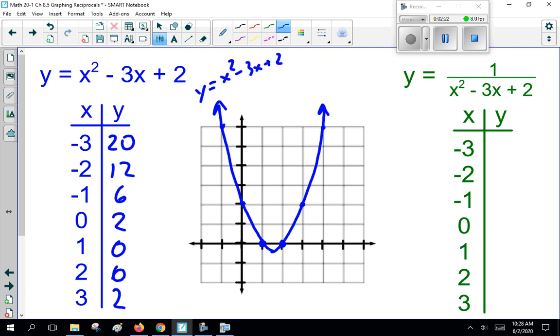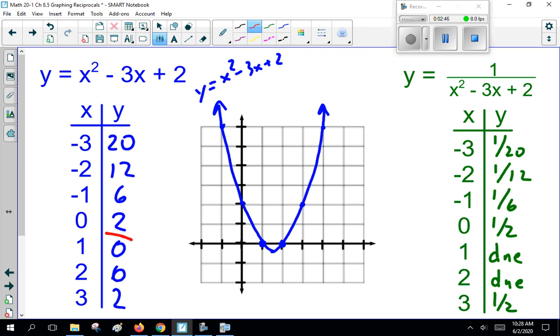Okay. Now, once we've got that, we can, of course, graph the reciprocal. 1 over 20, 1 over 12, 1 over 6, 1 over 2, undefined, undefined, 1 over 2. Right off the bat, wherever our original function is 0, that is our x-intercepts, that's where we're going to have our asymptotes. So we have two asymptotes, one right here and one right here.